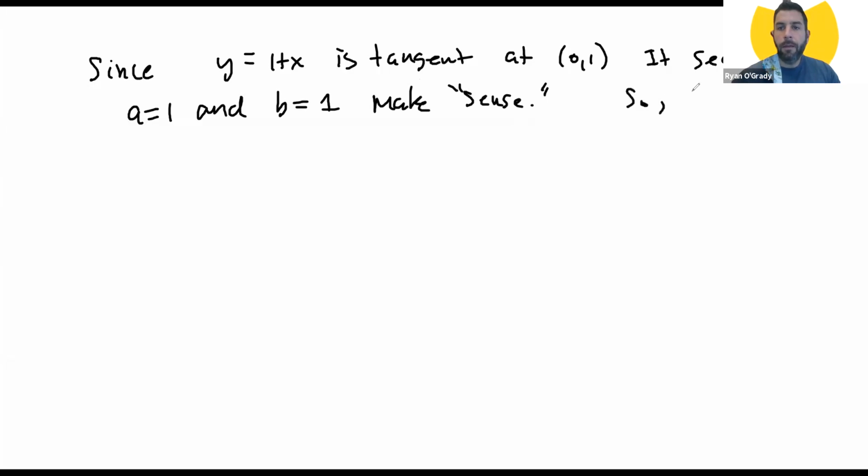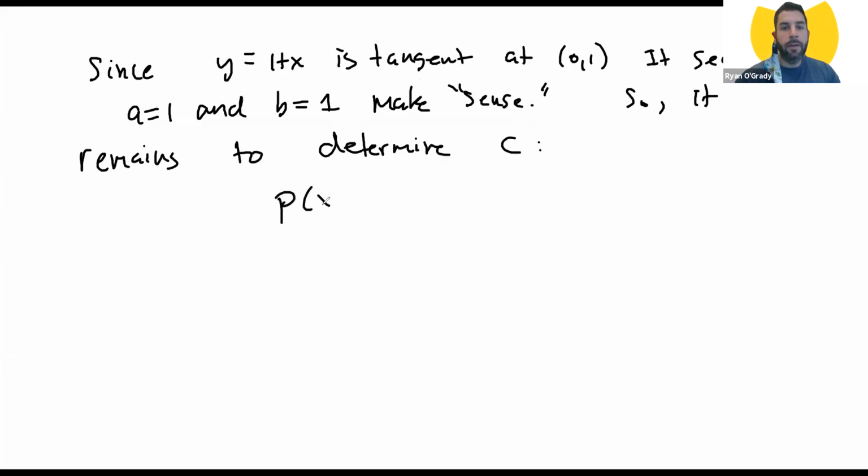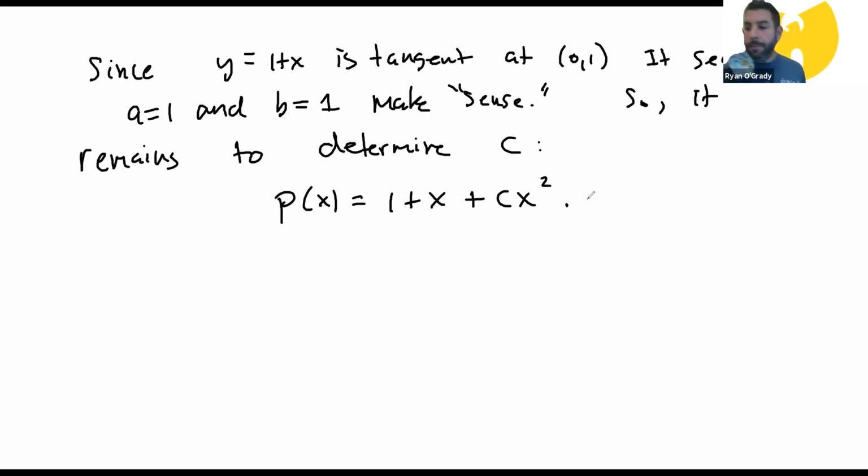So it remains to determine C. That is, we have P of x is 1 plus x plus cx squared. Now, again, let me emphasize this. One of the big ideas you were supposed to take from Calculus 1 is that the shape of a curve, how steep it is, whether it's concave up or concave down, is given by the properties of the first, second, and third derivatives.